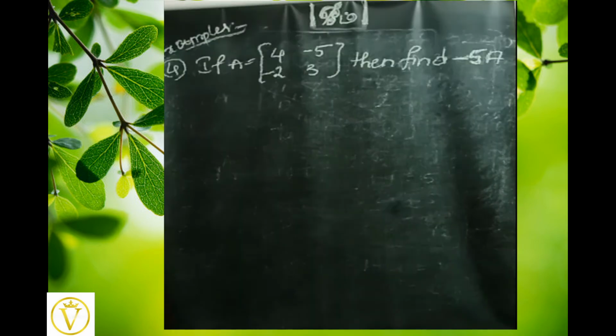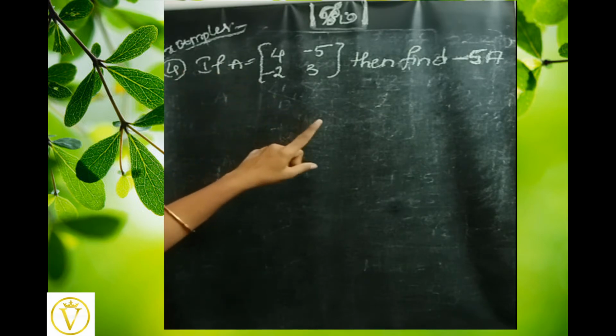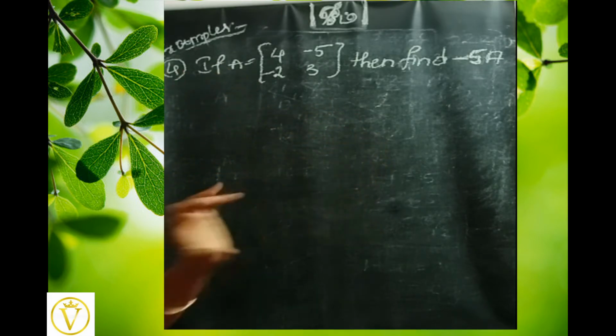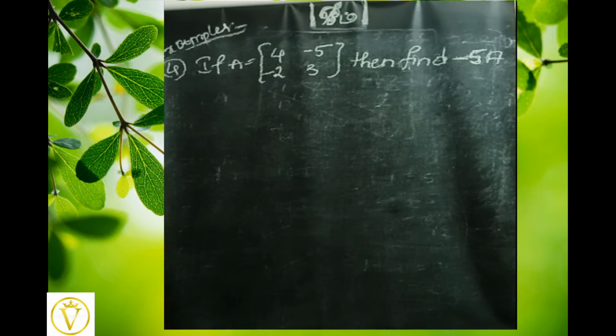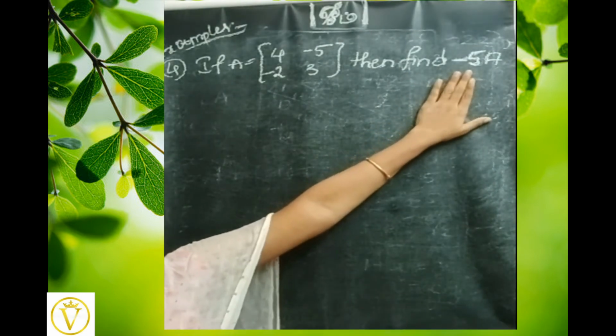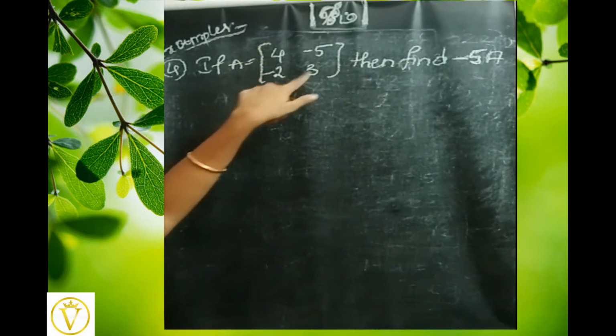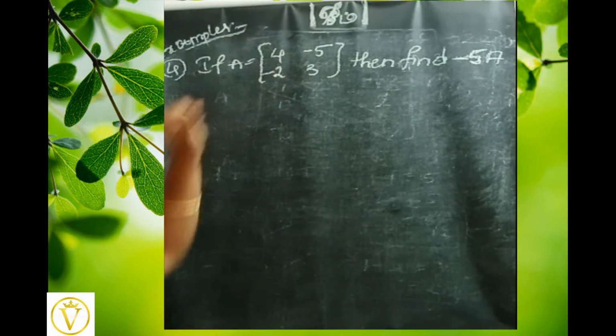Another question. If A equals, they have given one matrix, and you have to find minus 5A. By seeing it, what is the matrix here? A scalar multiple matrix. Here the scalar value is minus 5. So we have to multiply the minus 5 with all the terms in the A matrix. Okay?